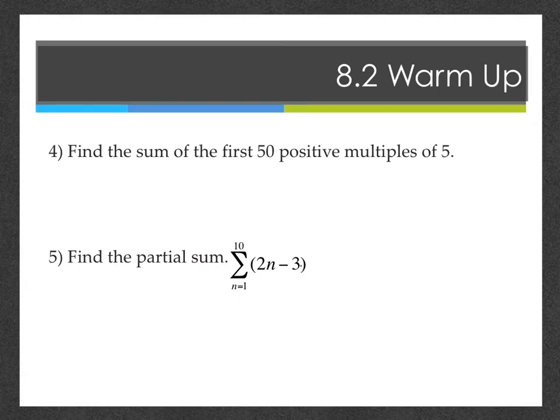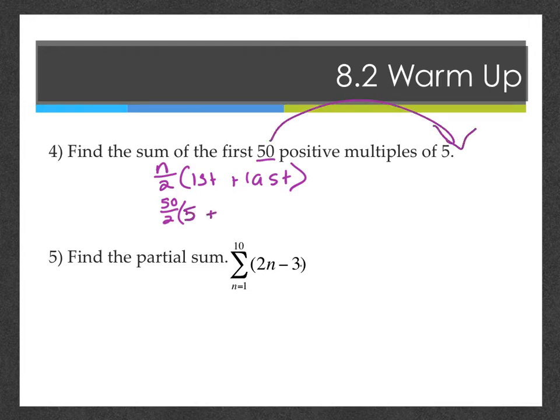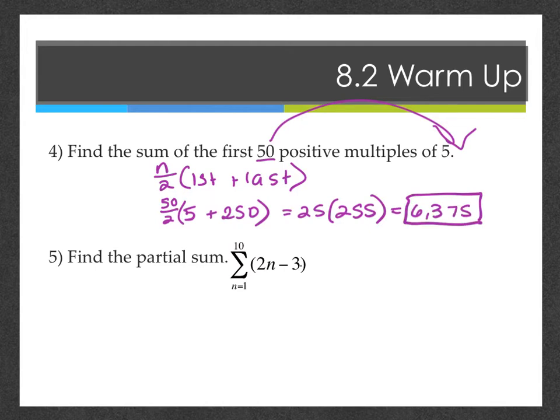Okay, then comes number four, find the sum of the first 50 positive multiples of 5. So I need n over 2 times first plus last. How many multiples are we looking at? 50, right? First 50 positive multiples, that means 50 terms. What's the first? 5, and then the last would be 50 times 5, which is 250. So I get 25 times 255, which is 6,375.